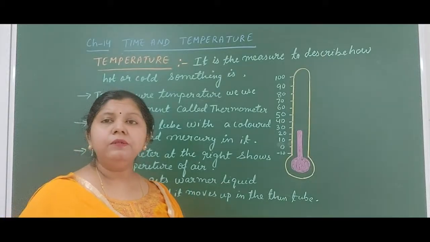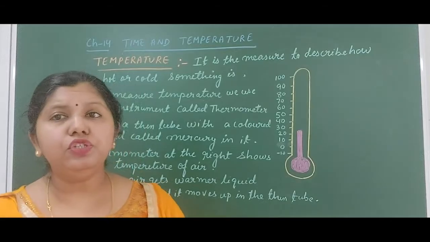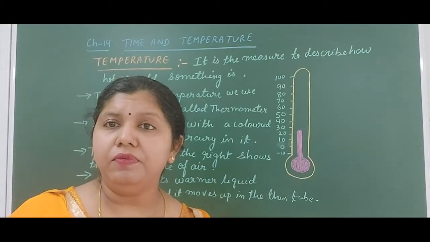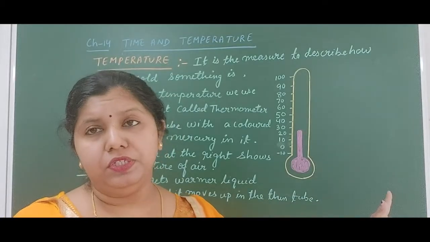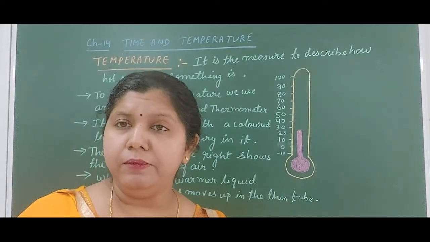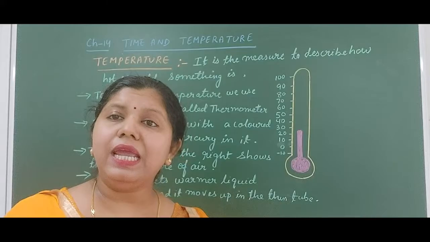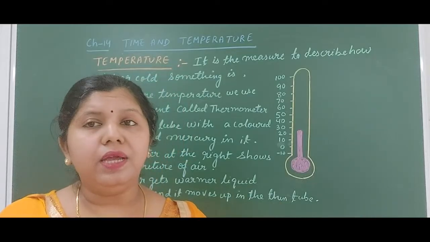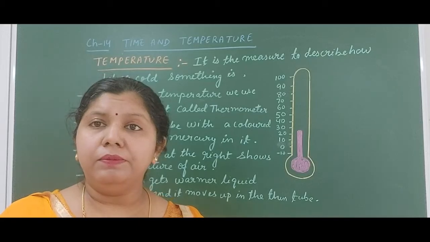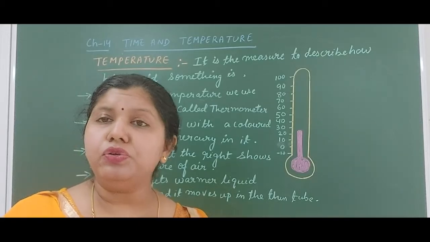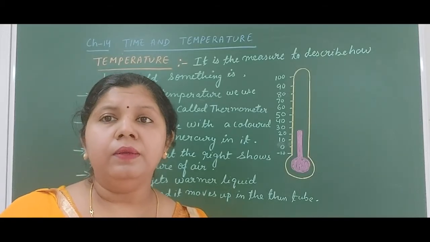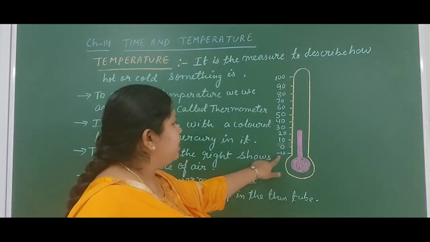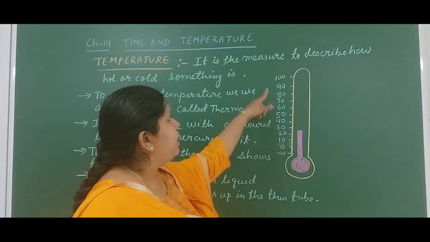For example, the thermometer that is used to measure our body temperature is different from that of measuring the room temperature, or a lab thermometer, because its scale and its range are also different. For example, this particular thermometer can measure from minus 10 degrees to 100.